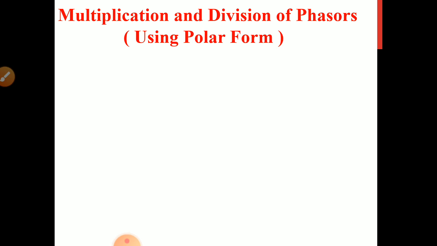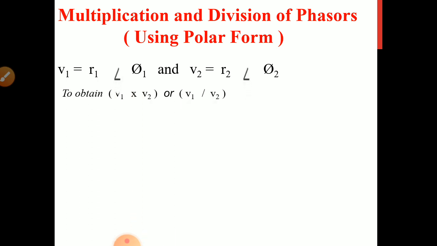So if two phasors are to be multiplied, or if one phasor is divided by another, we can represent them in polar form. Let us take two polar quantities V1 and V2, two phasors represented by R1 angle phi1 and R2 angle phi2. Now start the multiplication. Here two parts are there, that is R1 and R2, the magnitude part, Vm part, and the angular part, that is phi1 and phi2.